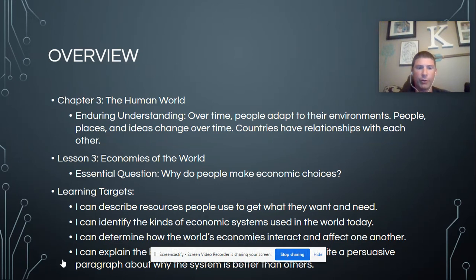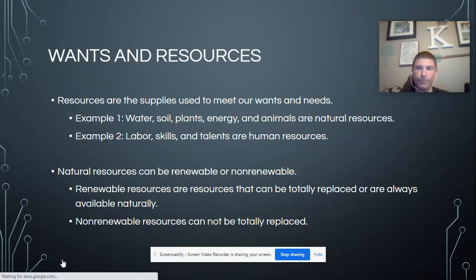So we're going to be able to describe resources people use to get what they want and need. That's kind of where all this starts from. The economic systems, I already mentioned that, and how these economies interact together. And we'll also describe organizations that exist to support economies around the world. So we have resources, and those are the supplies that we have to meet our wants and needs.